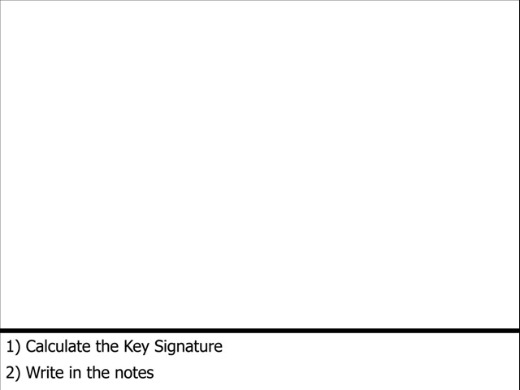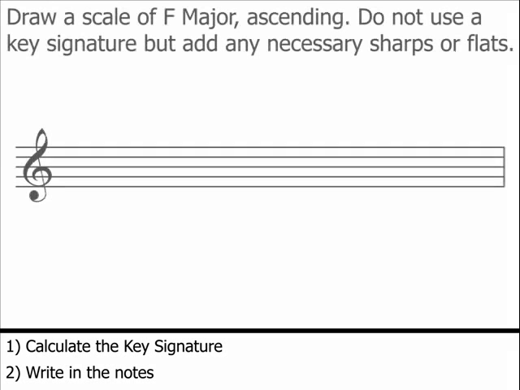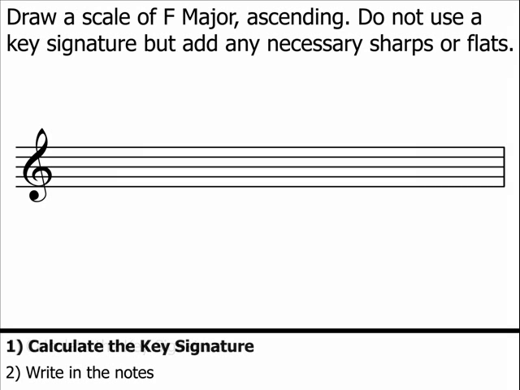Let's try another slightly different question. Draw a scale of F major ascending. Do not use a key signature, but add any necessary sharps or flats. Now, this is the type of question where you don't add a key signature. Now, that catches out many students. To work out the answer, we still need to follow the steps below.